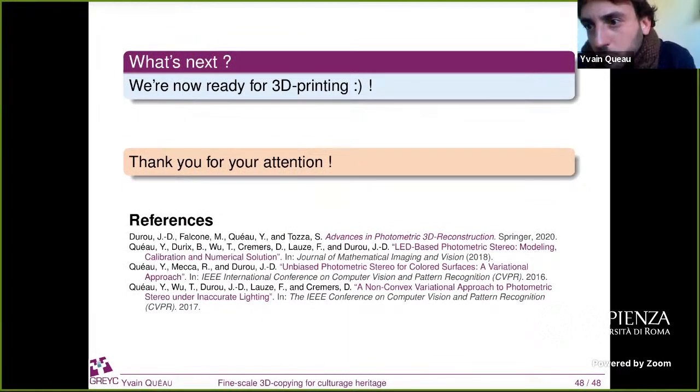Now what remains to be done for this project: we already have the 3D models. It remains to go towards 3D printing of them and doing experiments with visually impaired people to see if this is of interest. Okay, thank you very much for listening to my talk.